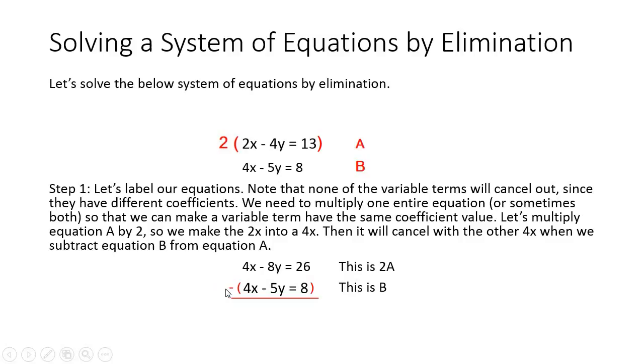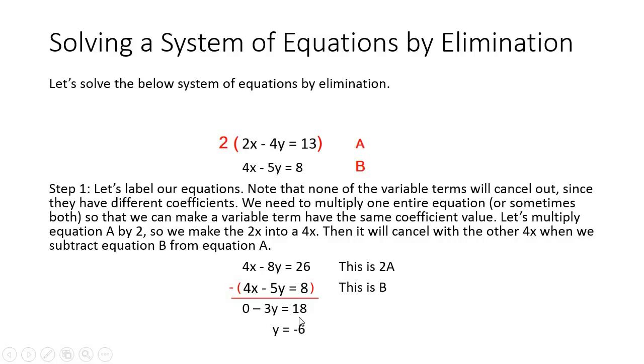And now I'm going to subtract the entirety of b from 2a. Now, remember, this subtraction is very important to remember: you bracket this whole thing, and that subtract is going to apply to every term inside here when we do our subtraction. So, 4x minus 4x is what we wanted to do to get rid of the x's, negative 8y minus 5y is the same as negative 8y plus 5y. That is negative 3y. And then 26 minus 8 is 18.